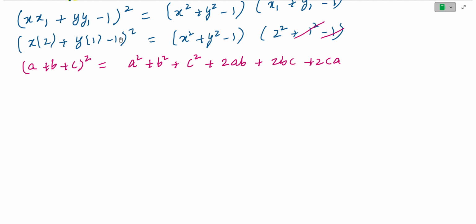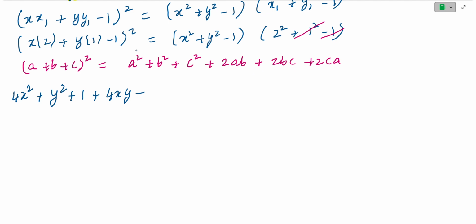So if I expand this, what I'm going to get is a square, that means 2x square, it will be 4x square, plus b square. B square means that will be y square, plus c square. C square means minus 1 whole square. Minus 1 whole square value is plus 1, plus 2ab. 2 times of 2x, that is 4x times of y. So that will be 4xy.